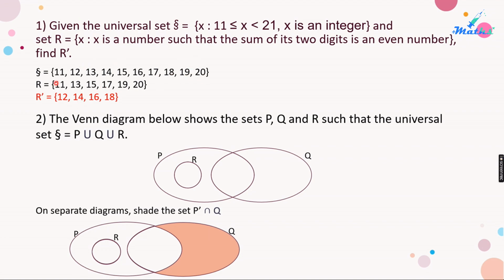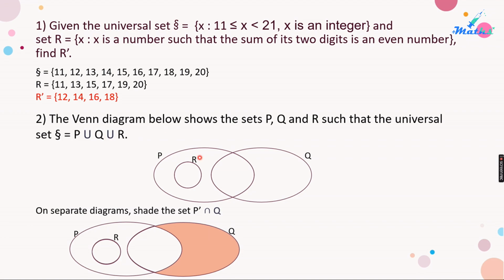For the set R, it is 11, 13, 15, 17, 19, and 20. The sum of its 2 digits is an even number, like 1 plus 1 is 2, 1 plus 3 is 4, and it is an even number. So R complement is everything except set R. So the answer is 12, 14, 16, and 18.